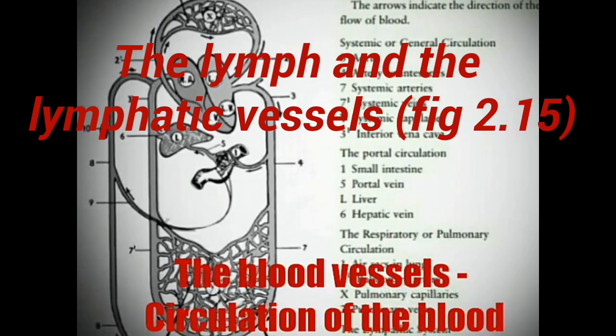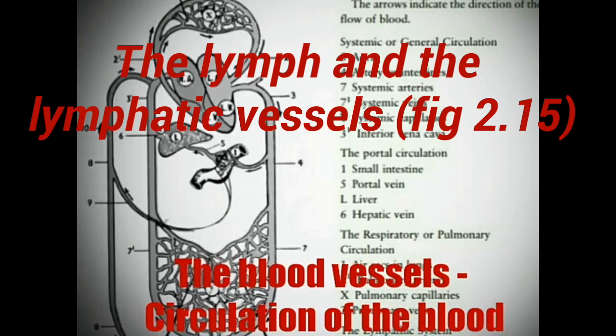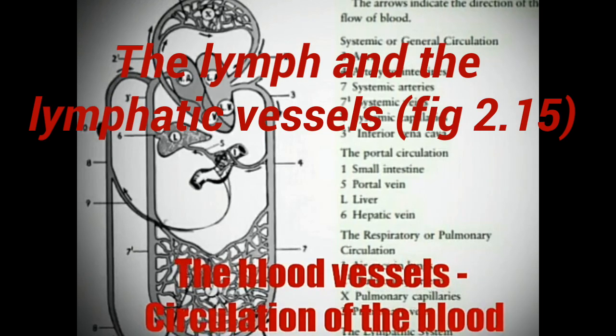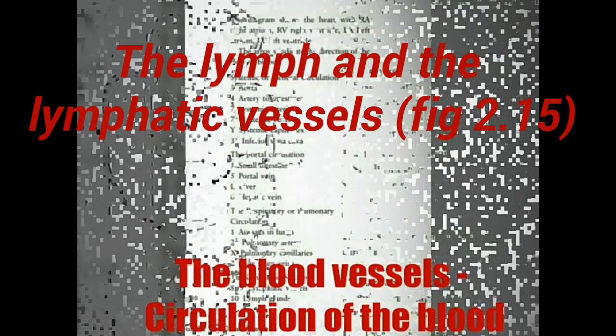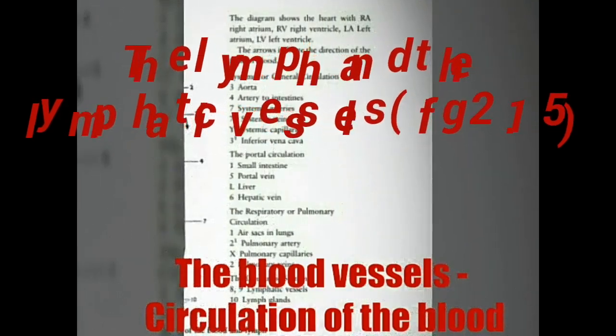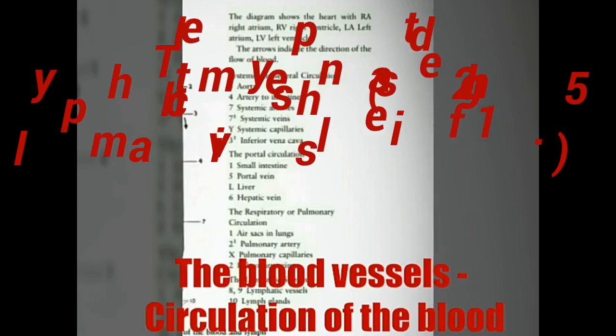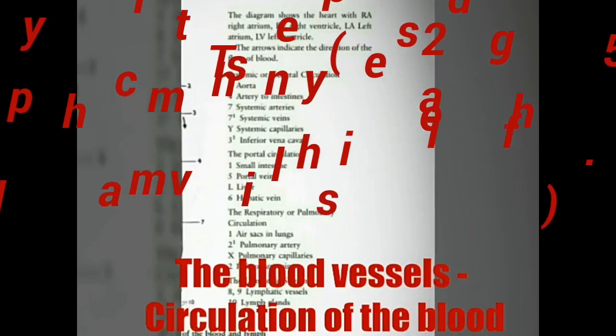Fig 2.18. All parts of the body, skin, bones, muscles and internal organs, are supplied with blood in this way. To each part the blood is carried from the heart by arteries, through each part it passes in capillaries, and from each part it is carried away again by veins back to the heart.